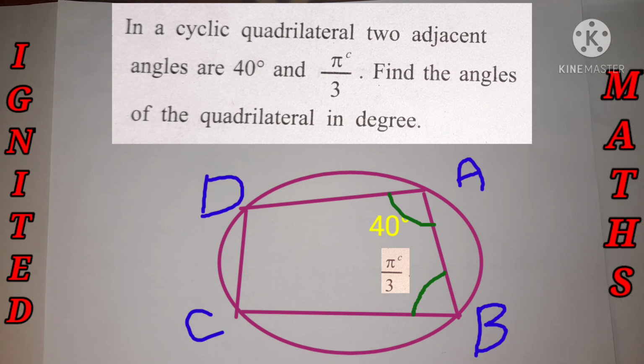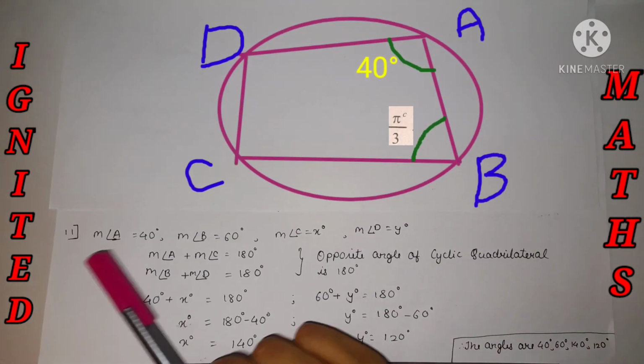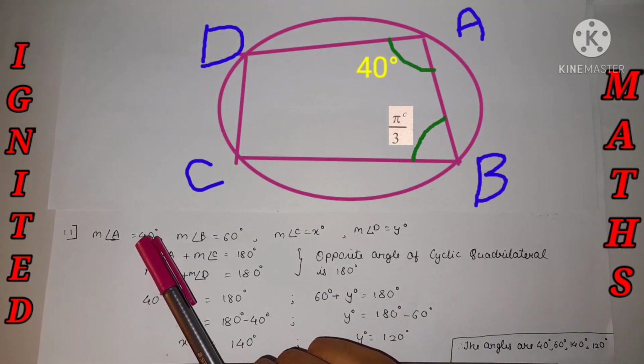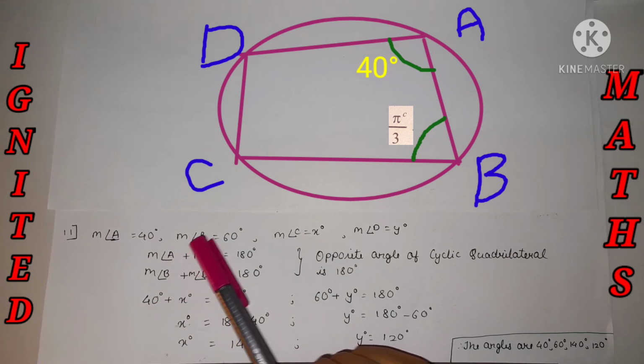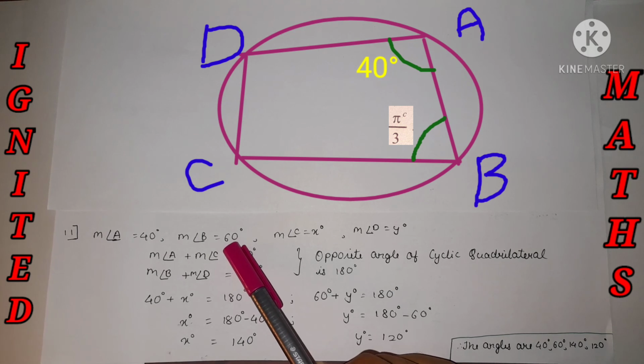The question says the adjacent angles are 40 degrees and pi by 3 radians. So we'll take the adjacent angles A and B as 40 degrees and pi by 3 radians, and the other two angles we need to find. With the help of the quadrilateral property, we can find the other two angles. We took the measure of angle A as 40 degrees from the question, and the measure of angle B is pi by 3 radians. So we have converted to degrees, and we get 60 degrees.